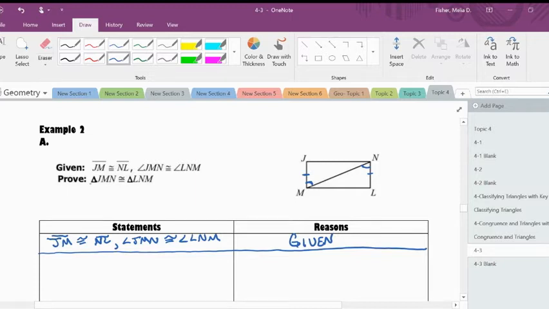What we're trying to prove is that the two triangles are congruent. The next thing that we need to mark is what we can see in the picture that we know to be true. And I'm going to say that MN is congruent to NM. And this is the reflexive property.